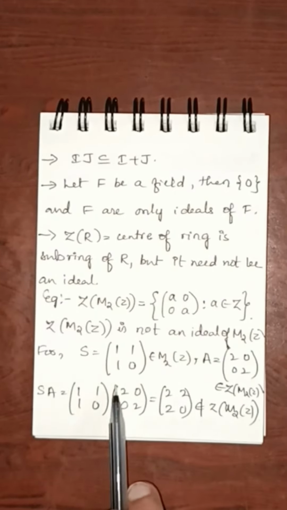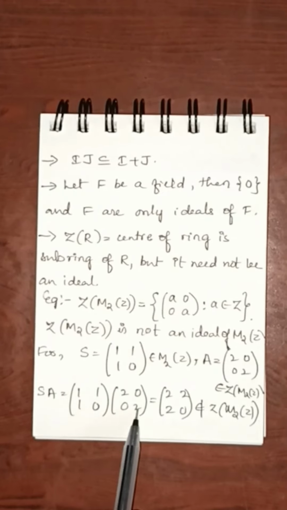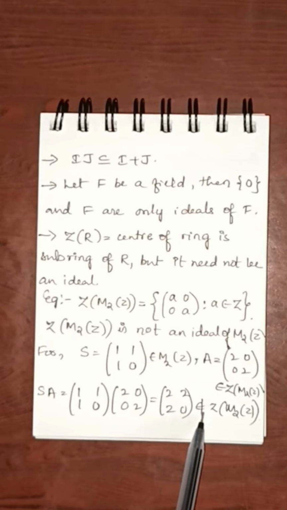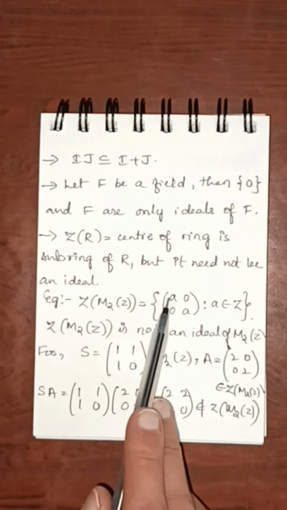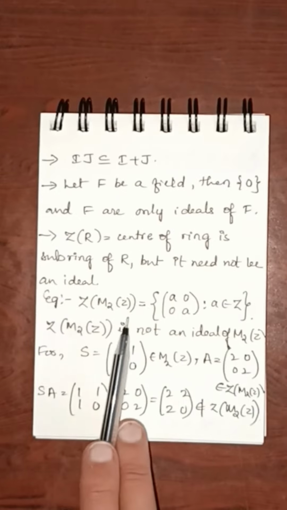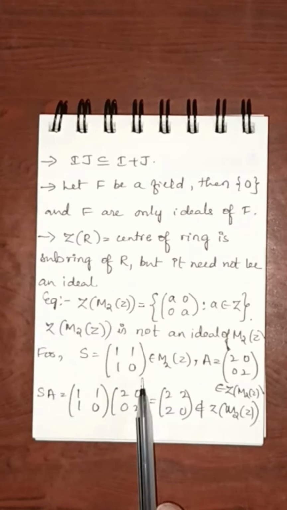Now find out SA, that is, SA times... AS. As per the multiplication rule, it gives you [2 2; 2 0]. But this element is not in the center, because the center has elements of the form [a 0; 0 a]. Hence the center of a ring is a subring, but it is not an ideal.